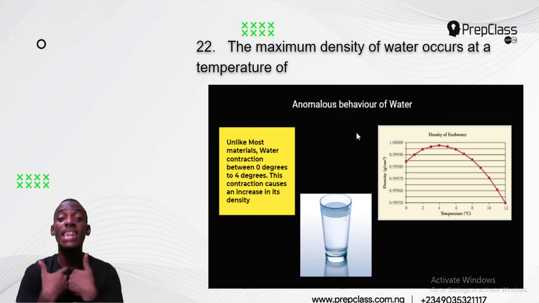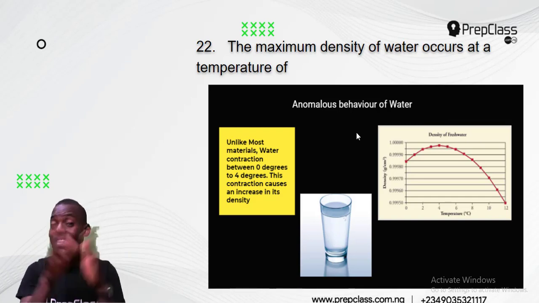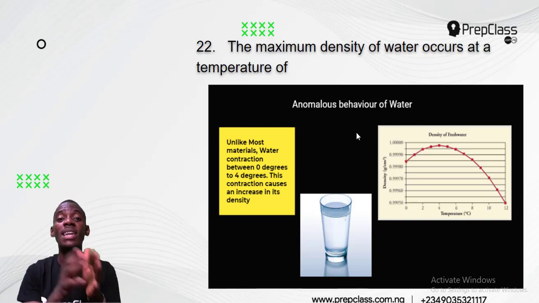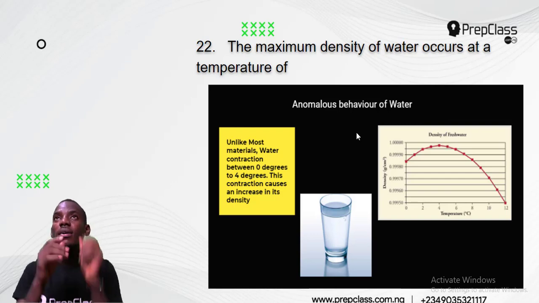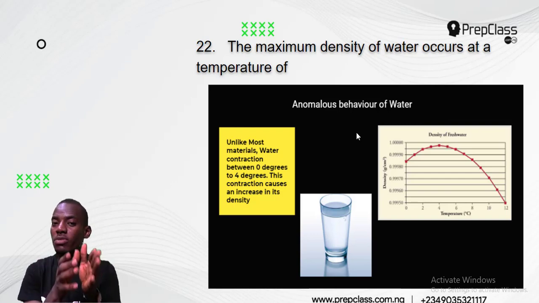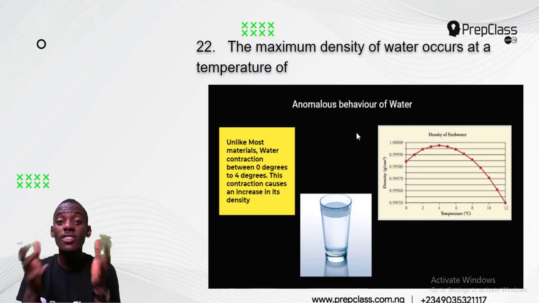Water behaves in a crazy way between 0 degrees and 4 degrees. Now you might be saying, what do I mean? Generally in science, every material expands when heated, except water. Water behaves abnormally. Water also expands, but not between 0 and 4 degrees.